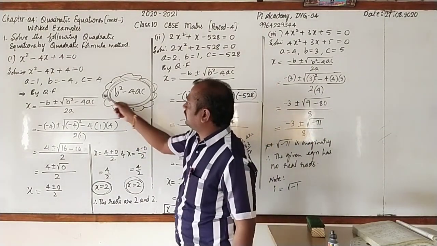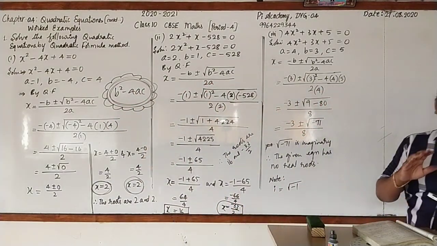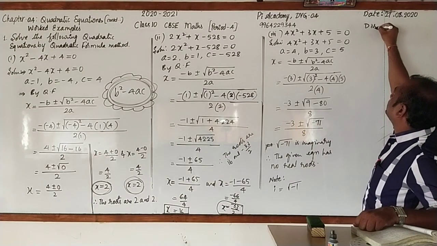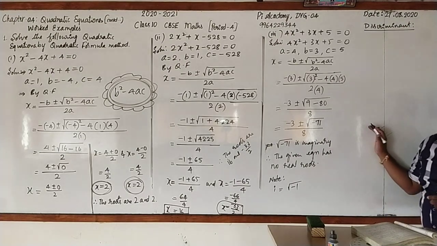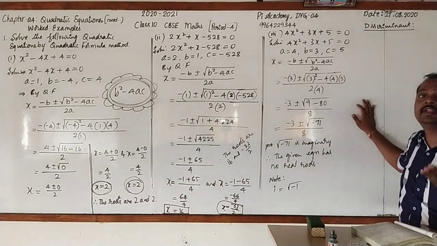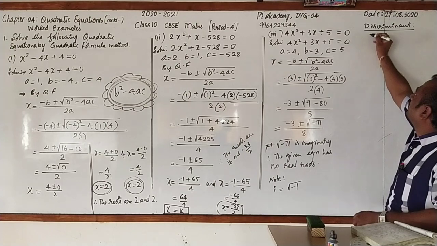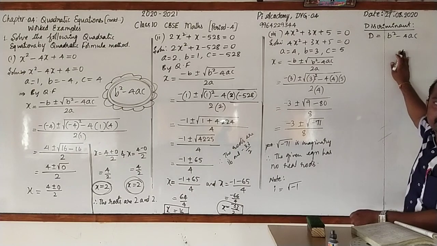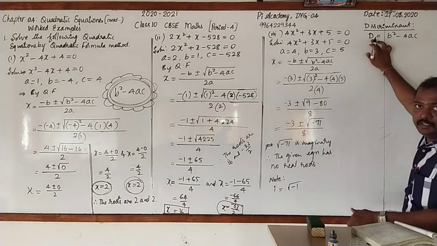Here, the part of the quadratic equation, that is b square minus 4ac, is called the discriminant. What is discriminant? Here I'll write. It is the part of a quadratic equation which decides the nature of roots of the quadratic equation. So discriminant can be written as D is equal to b square minus 4ac. Did you understand? b square minus 4ac is called the discriminant and is denoted as D.